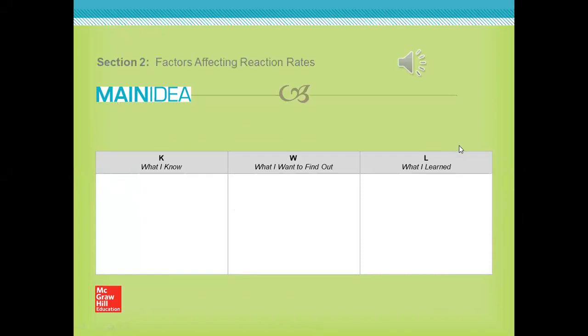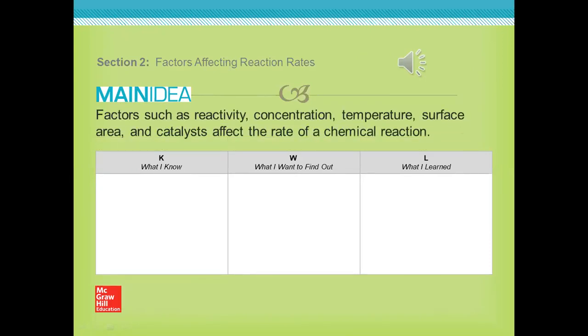This lesson is about factors affecting reaction rates. Section 2, Factors affecting reaction rates. Factors such as reactivity, concentration, temperature, surface area, and catalysts affect the rate of a chemical reaction. So we are going to study the factors that affect reaction rate.